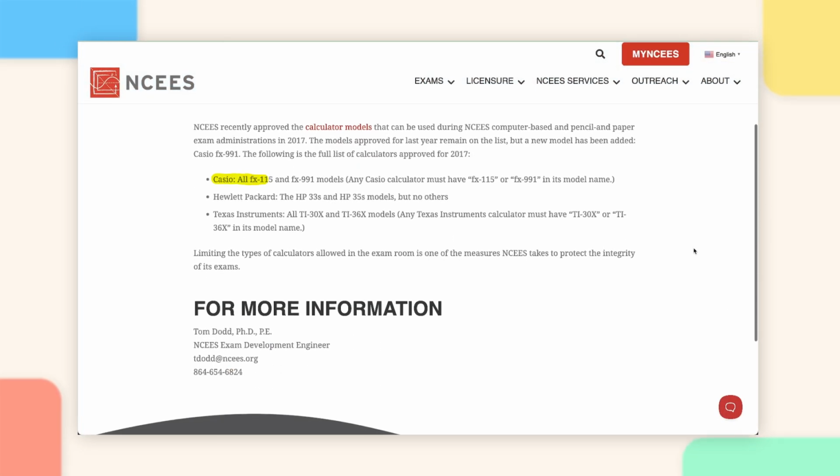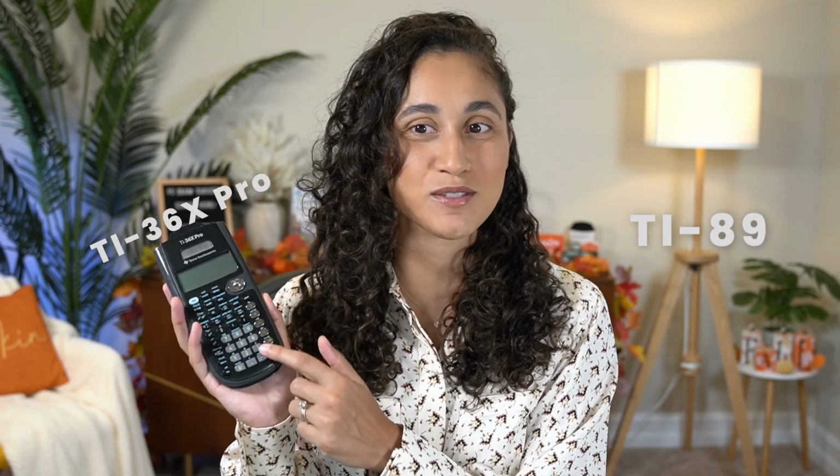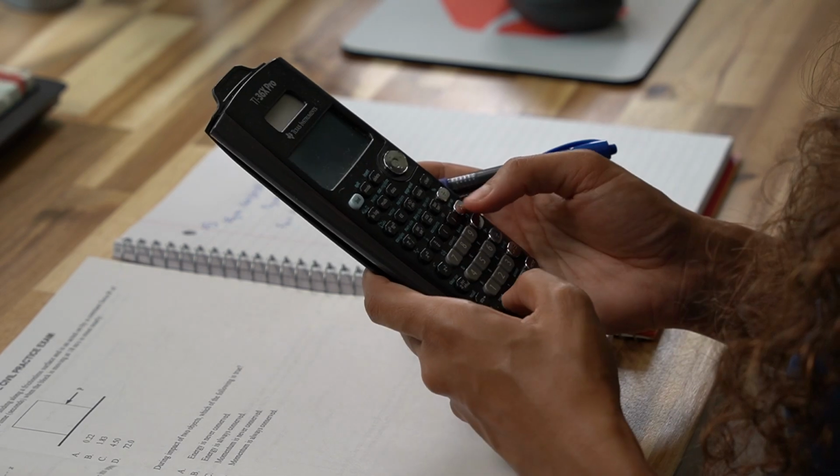Tip number 2 is to get a calculator and make sure it is one of the models allowed by the NCS. These are the only ones permitted during the exam. Now, if you use a TI-89 in college, you'll probably love the TI-36X Pro. It is user-friendly and packed with features.